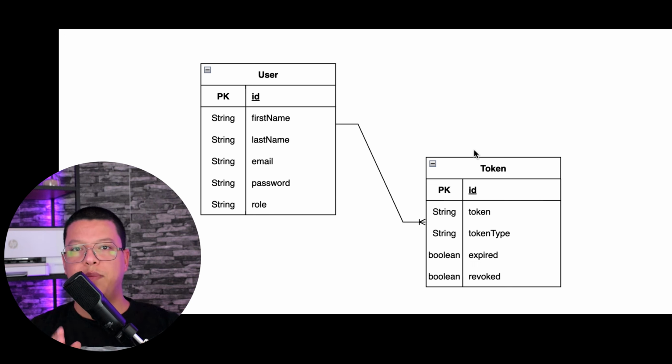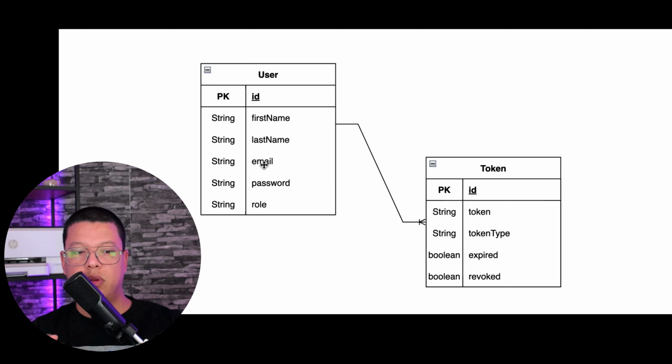So what we implemented so far within our JWT security video or implementation or mini project, if we may call it like that, was only working around one entity, which is the user. All right, so our user looks like this. So we have the user with the primary key ID, first name, last name, email, password, and we have a role.